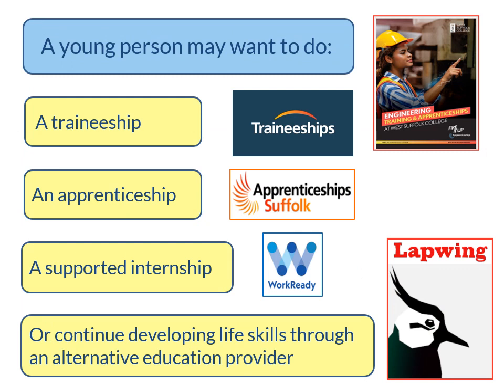The young person may want to do a traineeship or an apprenticeship or a supported internship to help them develop the skills they need for the workplace. Or they may want to develop their independence and life skills through a more bespoke post-16 program via an alternative education provider like Lapwing.